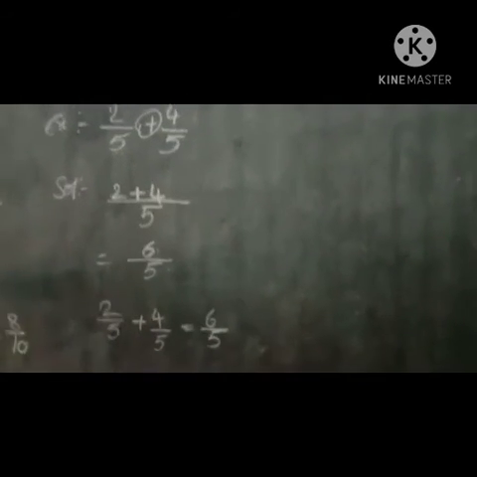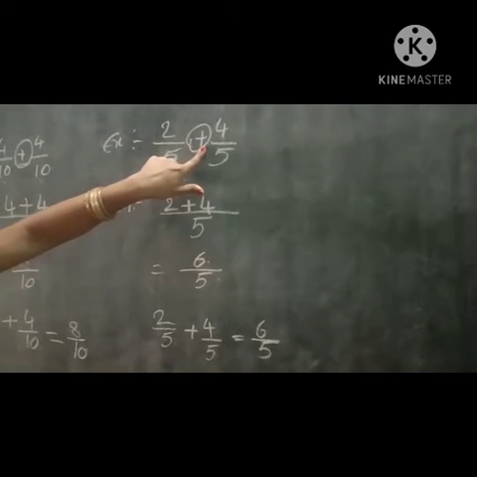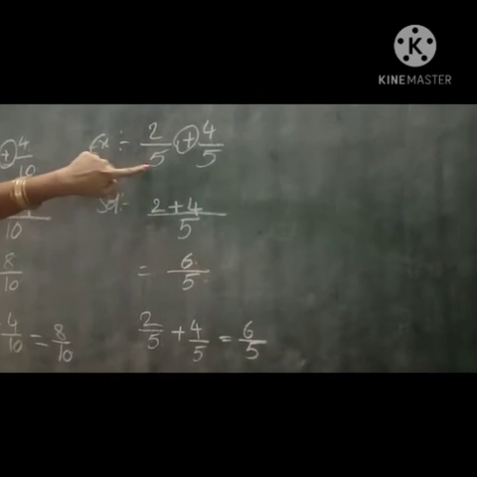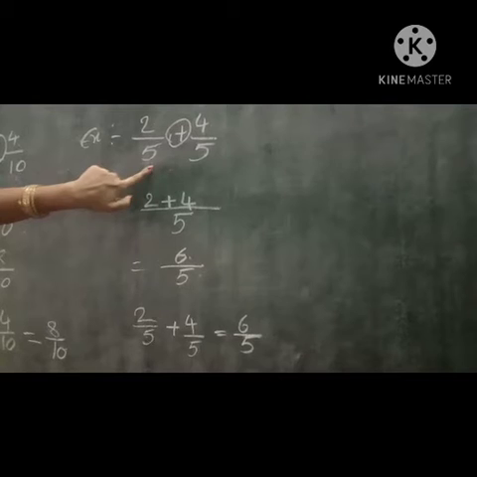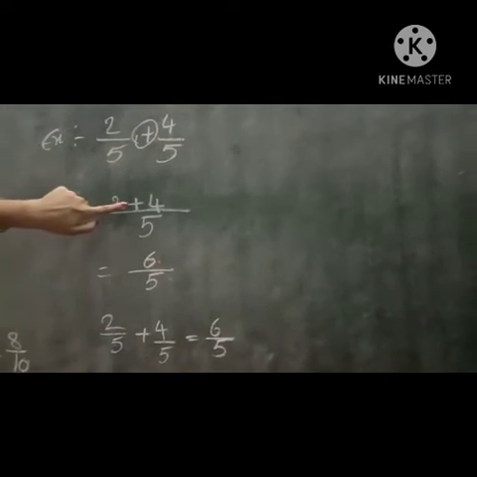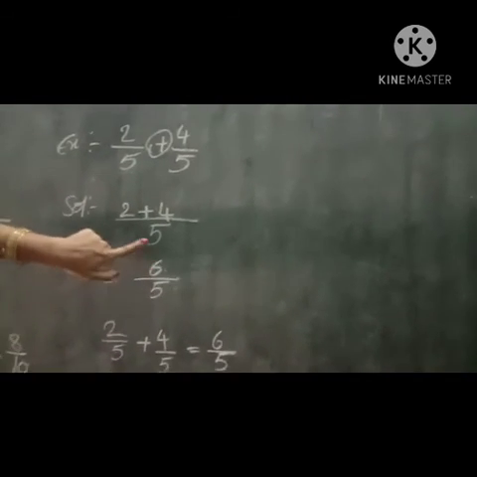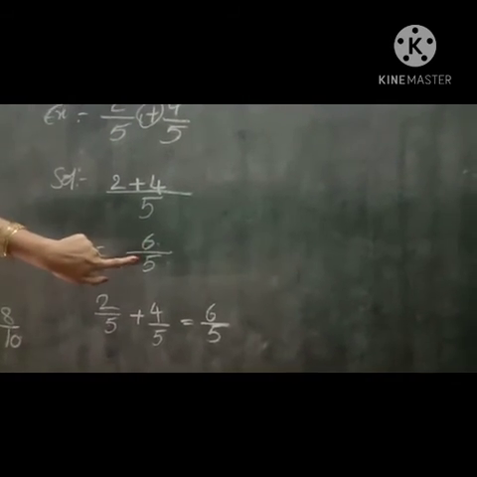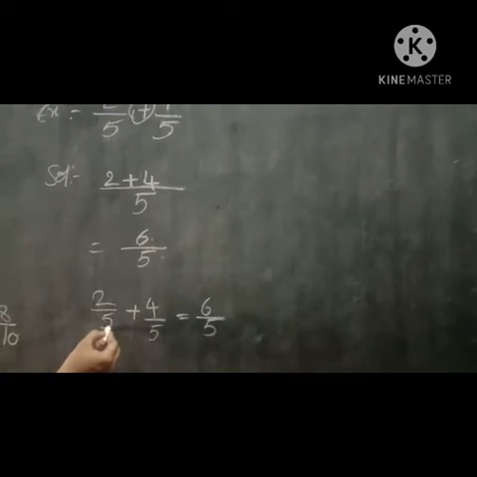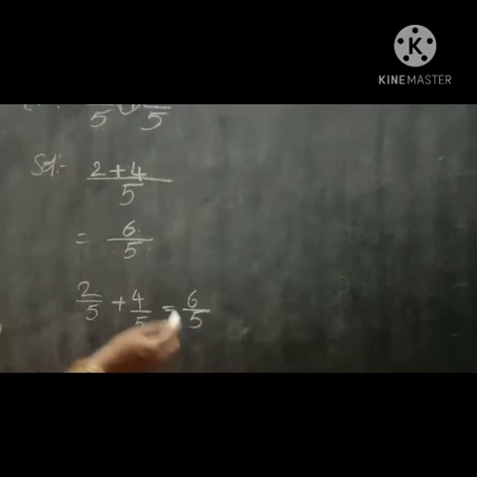Okay children, these are the additions. Here plus symbol is there now. That's why we have to do the addition. Denominator is already same. So we have to write only one number. And again 2, 4 is there now. 2 plus 4. 2 plus 4 is equals to how much? 6. What is the denominator number? 6 by 5. Now 2 by 5 plus 4 by 5 is equals to 6 by 5.